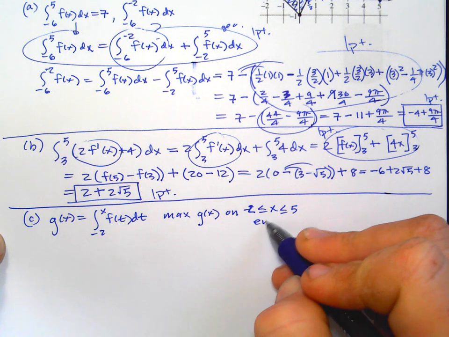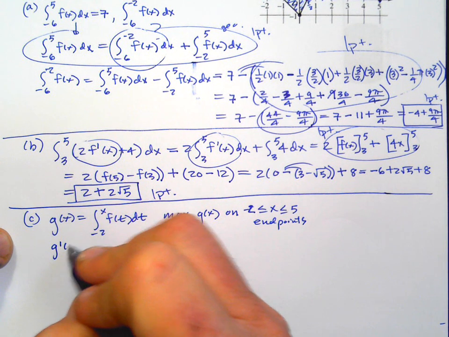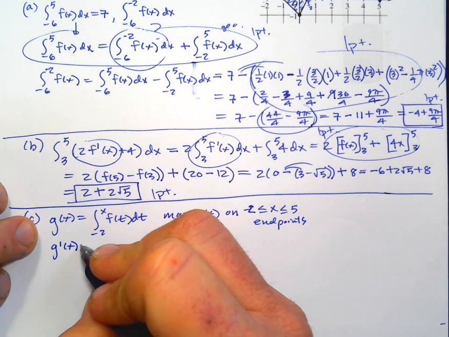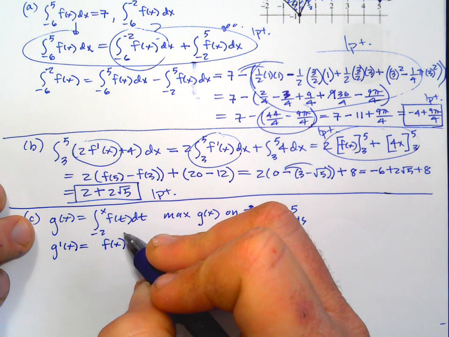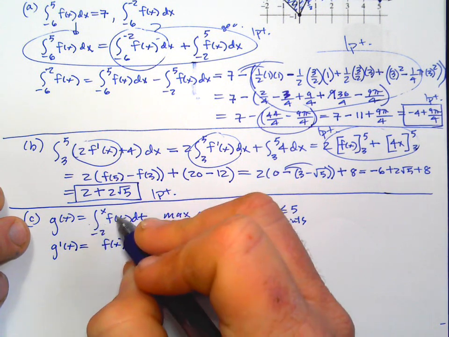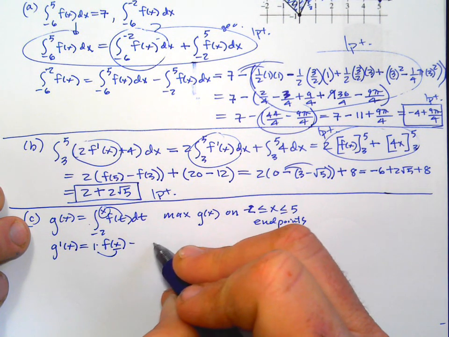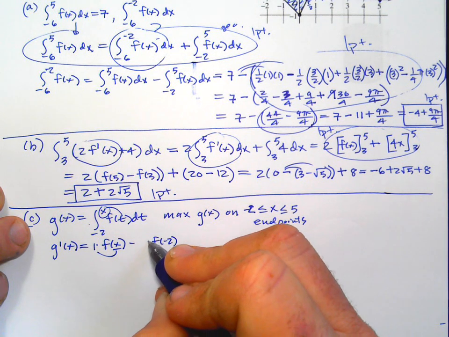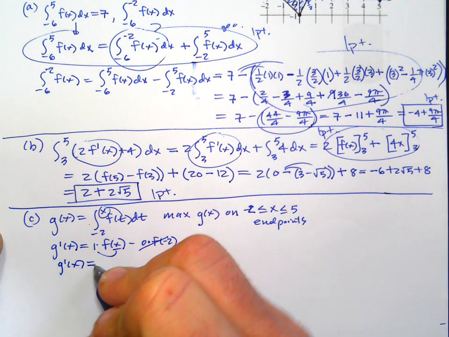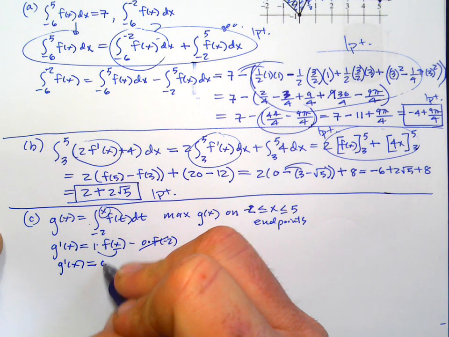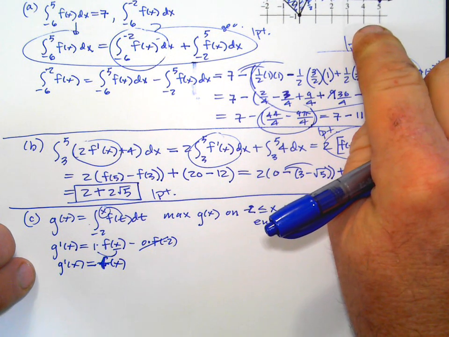These are your endpoints. So we got to find the derivative of g, which is going to equal f of x, right? If you take the derivative of the integral, they cancel each other out, but then you got to plug limits in, but then you got to multiply by the derivative of the limit you plugged in. So when you plug negative 2 in, you got to multiply by 0 and it goes away. So g prime of x equals f of x, which means that this graph up here is the graph of the derivative of g.